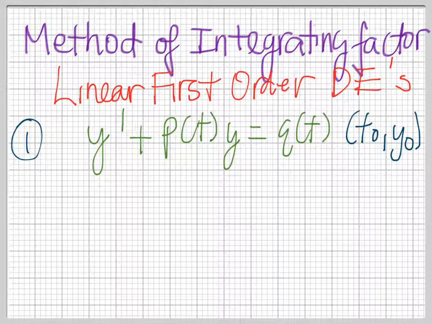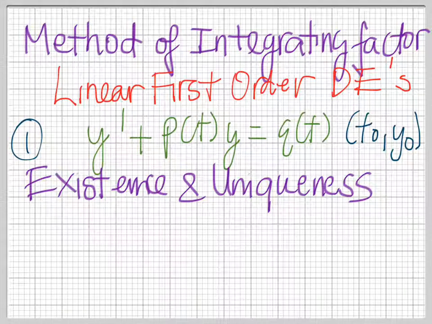Given an initial value of t0, y0. This is the first equation that we're considering in these lectures. As we know, before attempting to solve this equation, we want to see if this IVP problem will have a unique solution or not.